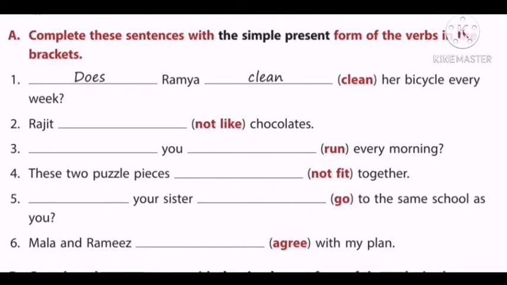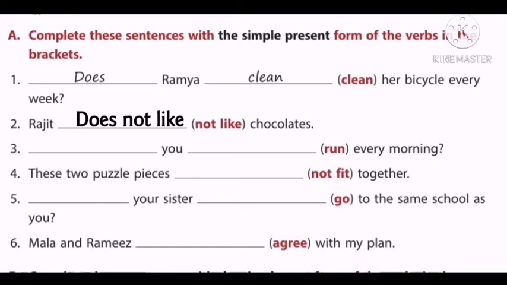Now let us discuss the textual exercise page number 50. Complete these sentences with the simple present form of the verb in the brackets. The first one has been done for you. Does Ramya clean her bicycle every week? See the next one, number 2. Rajit dash chocolate. In brackets we can see not like. Rajit is a singular subject, so what will we use? Does not or do not? Yes, does not. Rajit does not like chocolates.